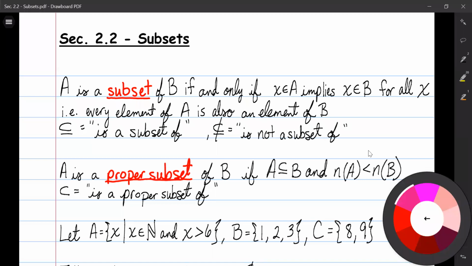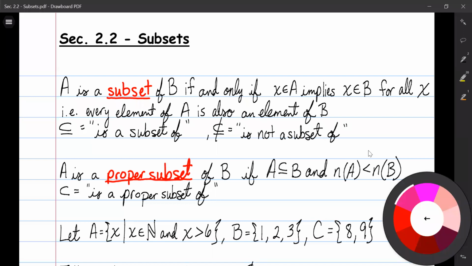Okay, we're on section 2.2, subsets. All right, and I mentioned this a little bit last time, but now we'll really get into it today.